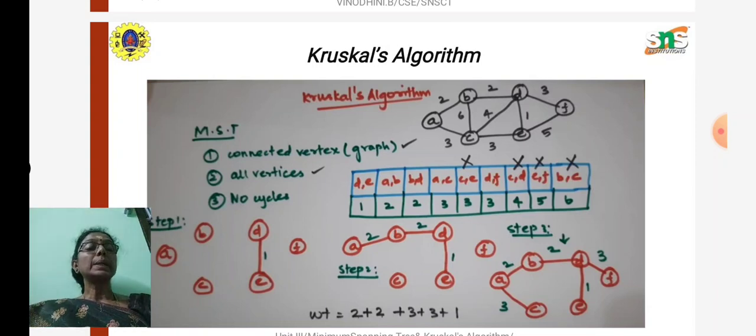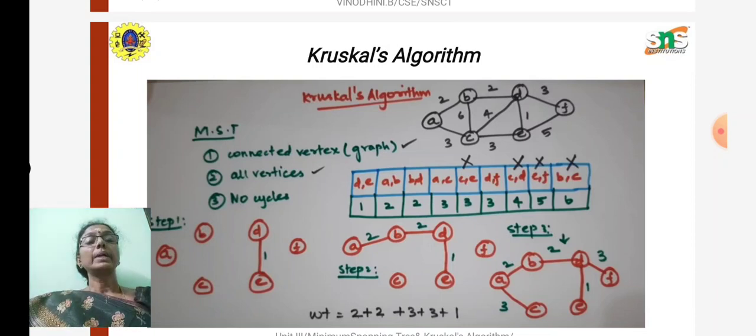In the final step, we find the weight of the given minimum spanning tree. The weight is 2 plus 2 plus 3 plus 3 plus 1, which is equal to 11. So 11 is the weight of the minimum spanning tree for the given graph using Kruskal's algorithm. I hope you understand this concept. Thank you.